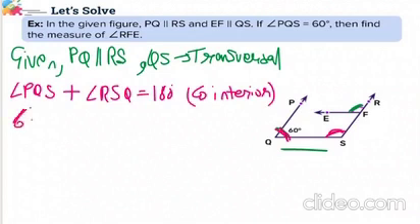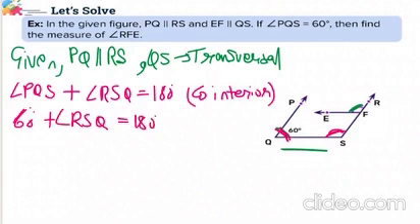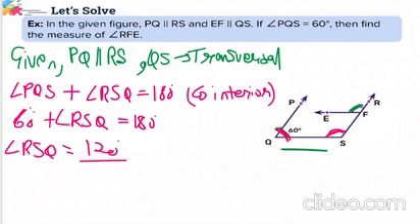So this is 60 degree plus RSQ will give me 180. So what will be the measure of RSQ? The measure of RSQ is nothing but 180 minus 60, that is 120 degree, isn't it? So 120 degree is the measure. This is 120. Now we have also been given that EF and QS are parallel to one another. Correct? We have that EF is parallel to QS.